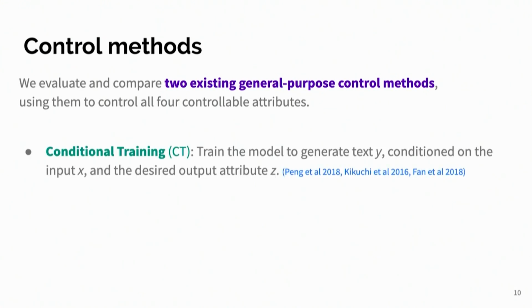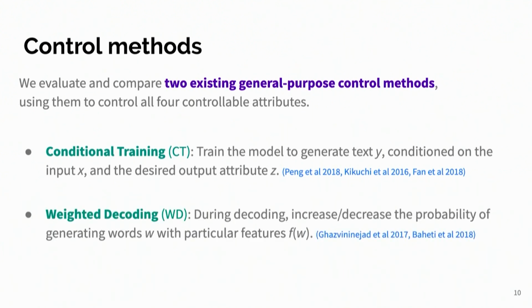So our first method for controlling the text was conditional training. This is pretty simple. The idea is that you want to train the model to generate the text Y, conditioned on the input X. So far that's just seq2seq, but you also want to train it to produce the text Y, conditioned on the desired output attribute Z. So the idea is that if Z says, I want you to ask a question, please, then the model will learn to produce something which is a question.